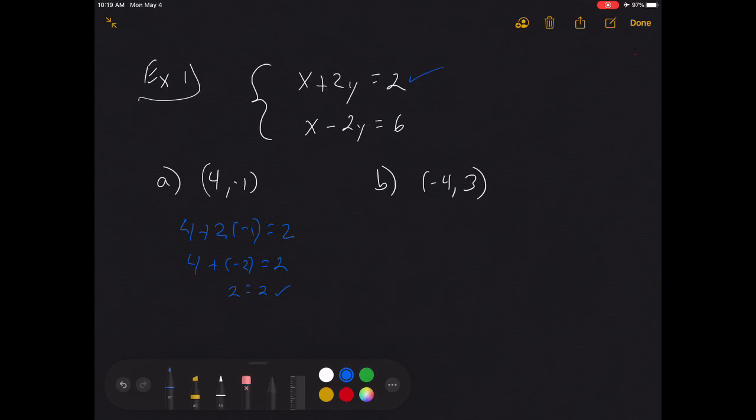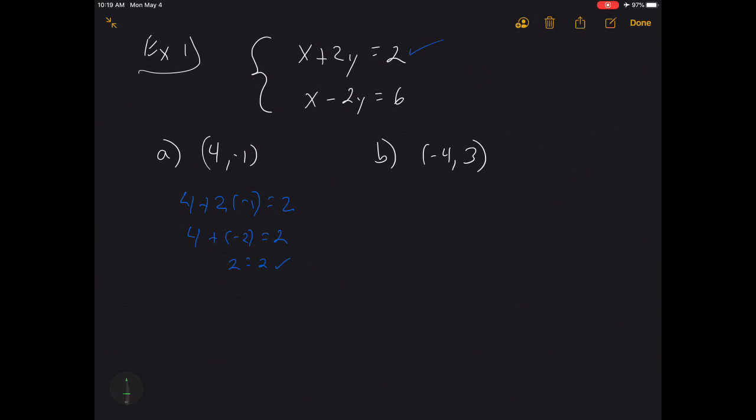Let's try the bottom equation because it's got to satisfy both of them. So let's plug 4, -1 into the bottom equation. We get 4 minus 2 times -1 equals 6. So that would be 4, and -2 times -1 becomes plus 2, equals 6, then of course 6 equals 6. So it satisfies the second equation as well. So this is a solution. That works.